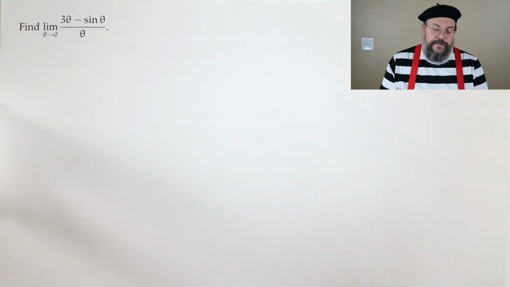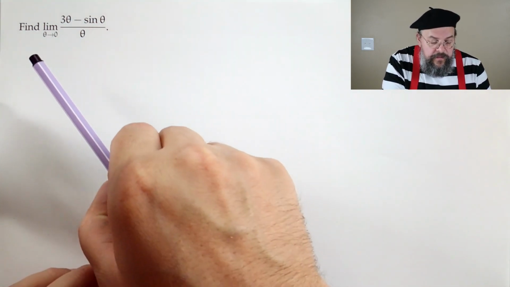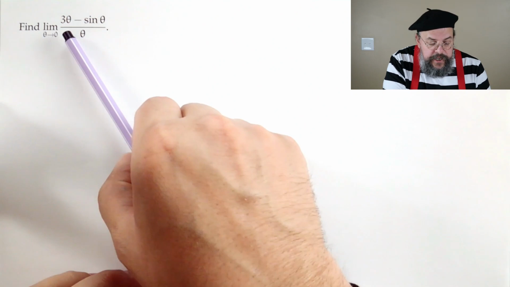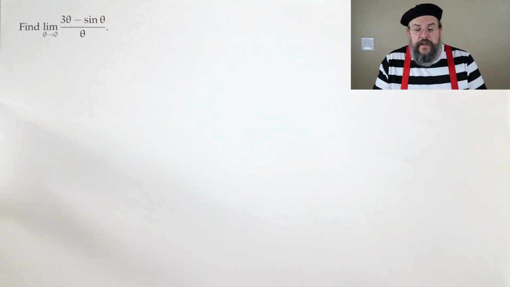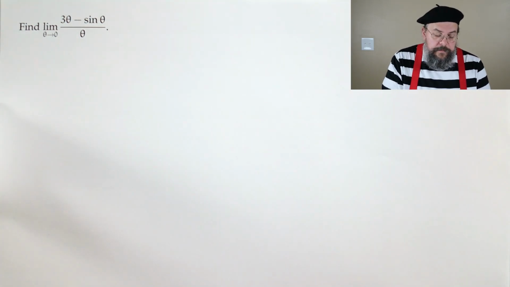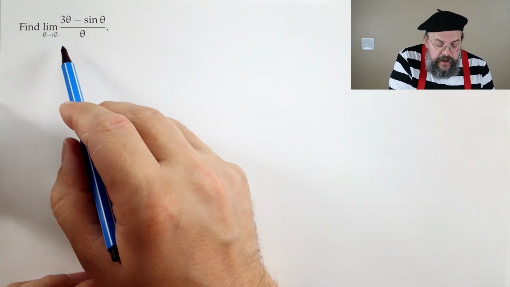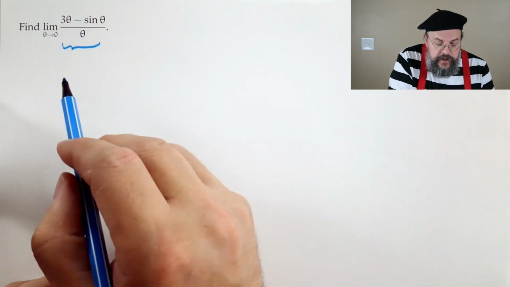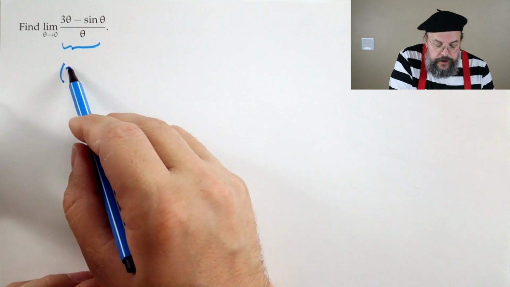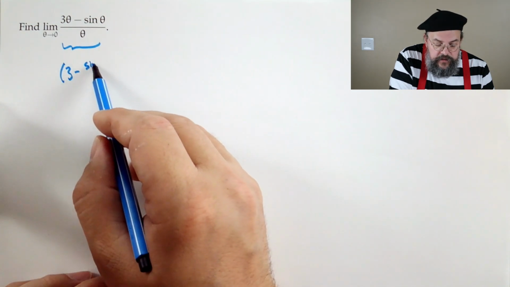So, our first problem. Find the limit as theta goes to 0 of 3 theta minus sine theta over theta. Now, this is a problem that we actually don't need L'Hôpital to get the answer for, because we have other ways to do this problem. For instance, we could say that this expression here is the same as 3 theta over theta, which is 3, minus sine theta over theta.